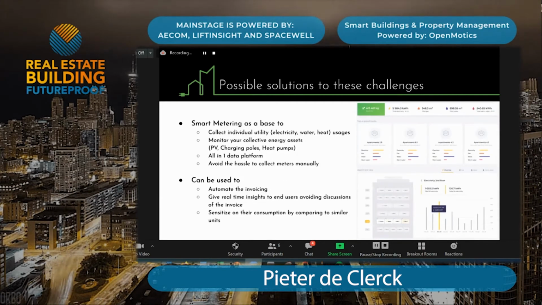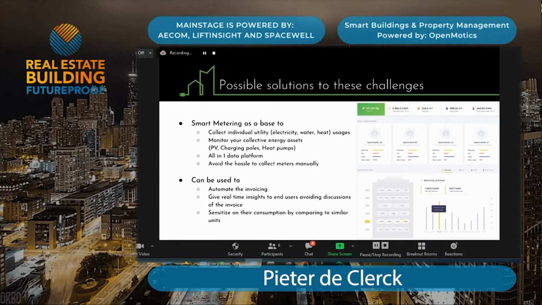So there are possible solutions to these challenges. And what we believe is that smart metering is a base to this. So actually to collect all utilities centrally, but from the individual consumption. So we can measure electricity, water, heat, etc.